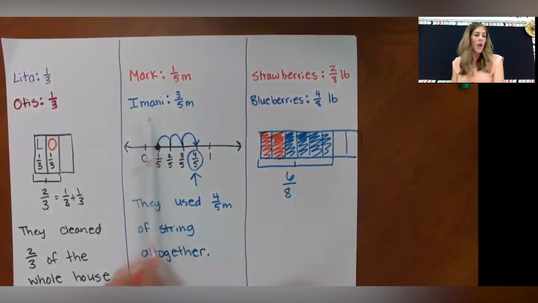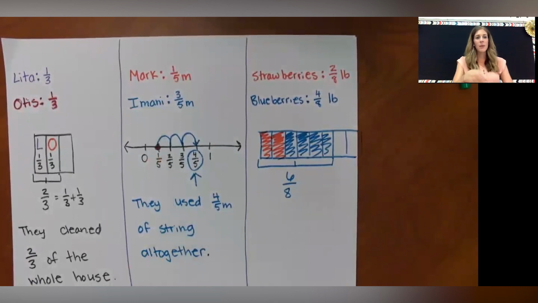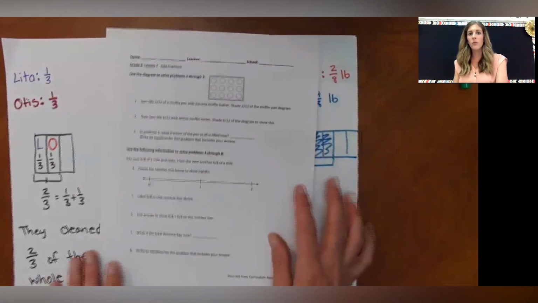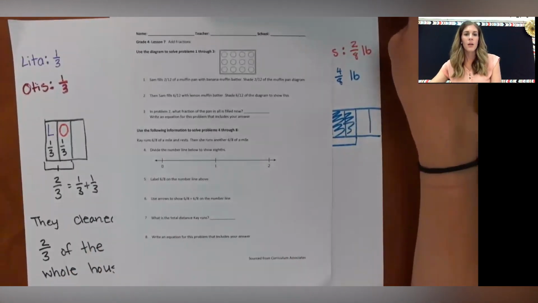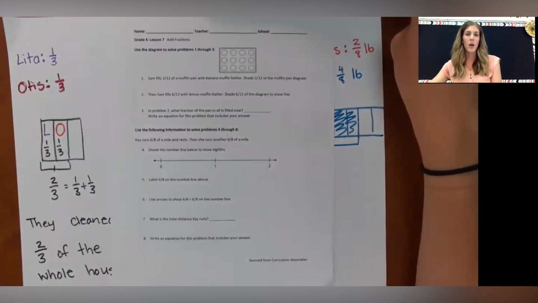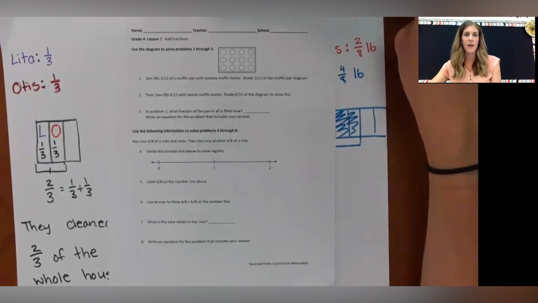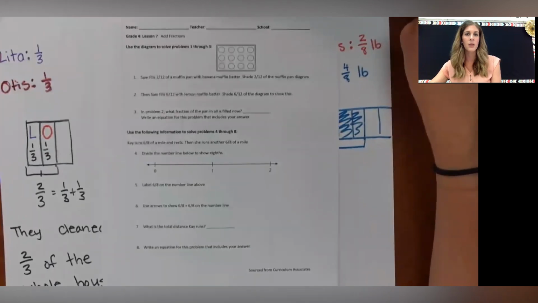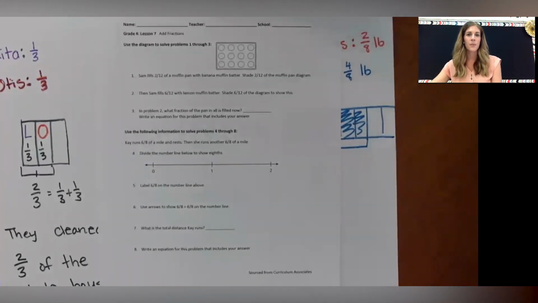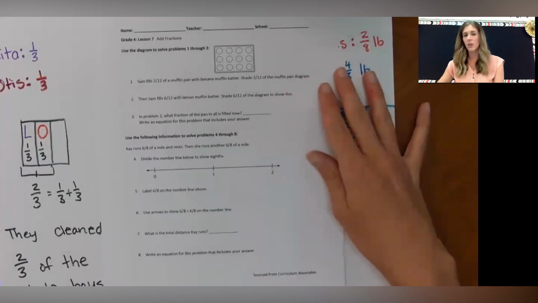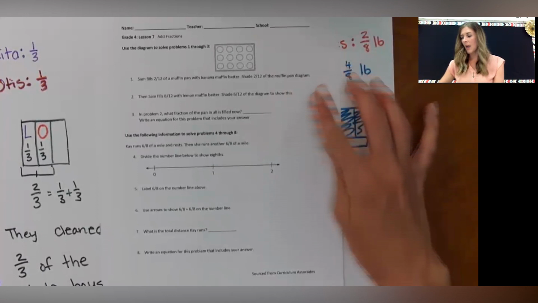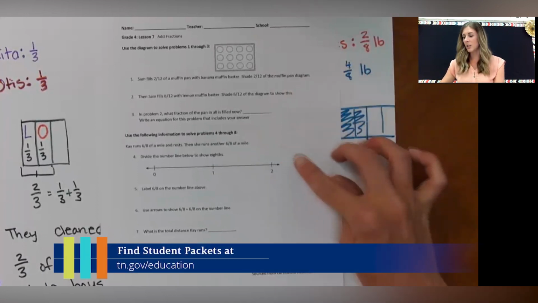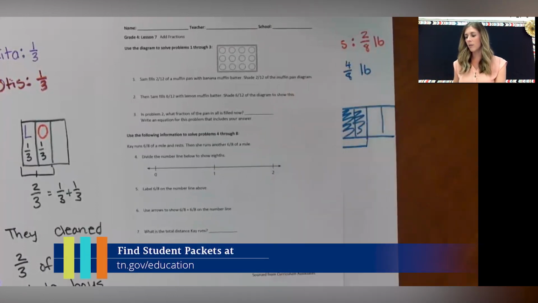Great job. The last thing I'm going to leave you with is some independent practice that you can go do on your own. Take a picture of the screen, or you can also go online at www.tennessee.gov/education to find these where you can print them out. You're going to use this diagram to answer these 3 questions. And then you're going to use this information to answer the next 4 through 8.